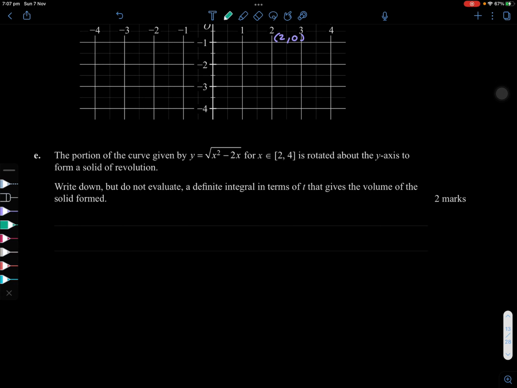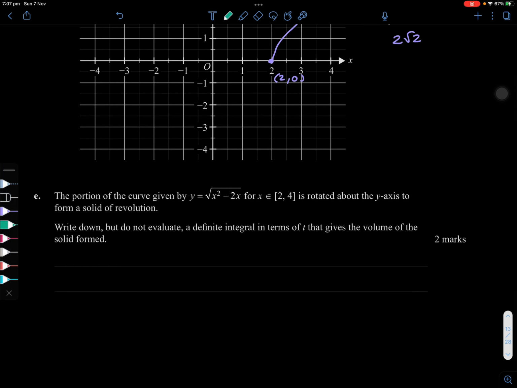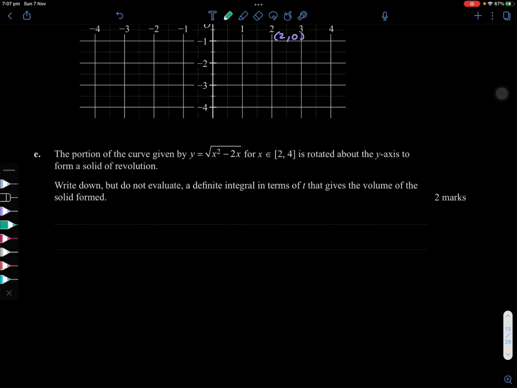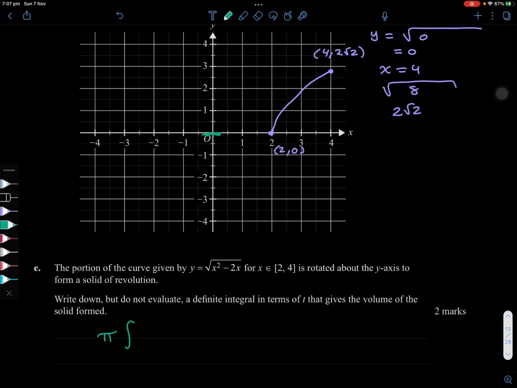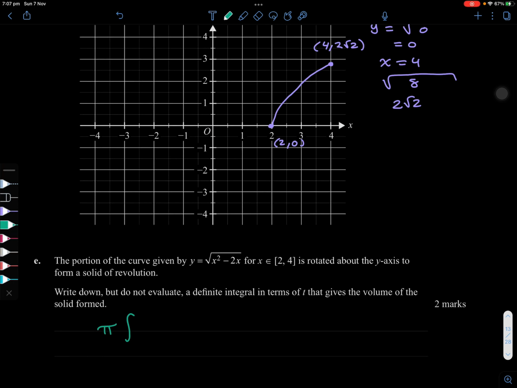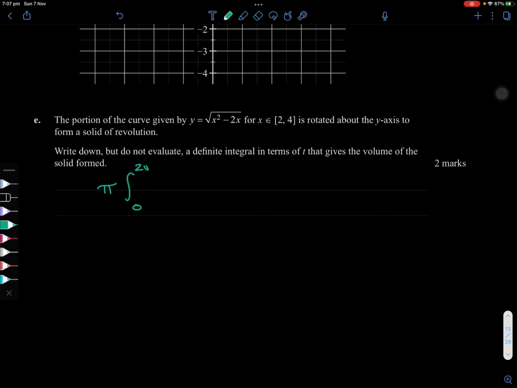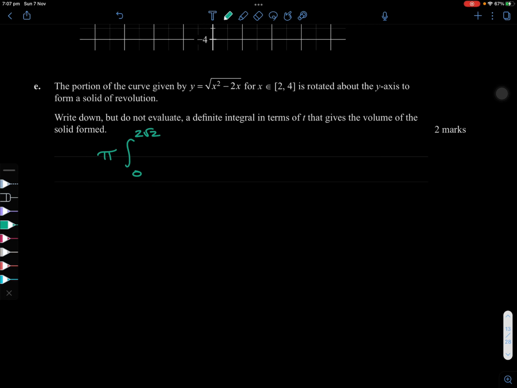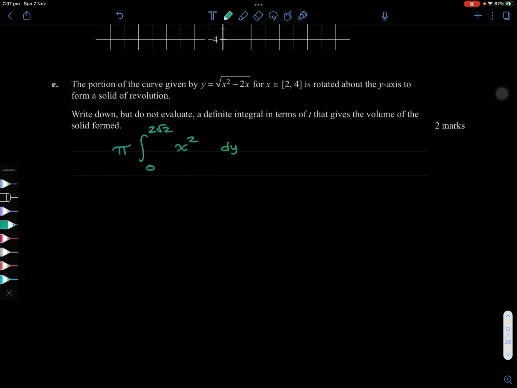Okay, sweet. Now it says the portion of the curve that we just drew is rotated around the y-axis to form a solid of revolution. Write down a definite integral in terms of t that gives the volume. So we're going to be rotating this around the y-axis to form a nice object. So that's going to involve pi times the integral from our starting y value to our ending y value, so 0 to 2 root 2, of x squared, because we're rotating around the y-axis, so our heights are x's, x squared, and since it's around the y-axis, it's dy, okay?